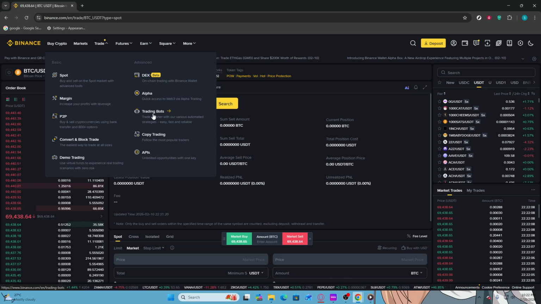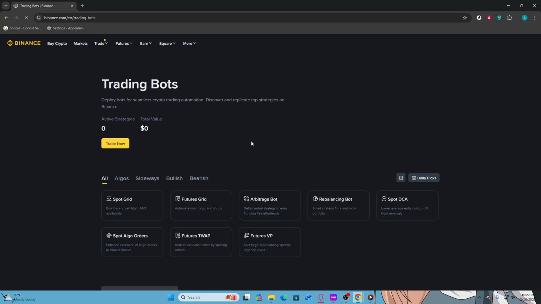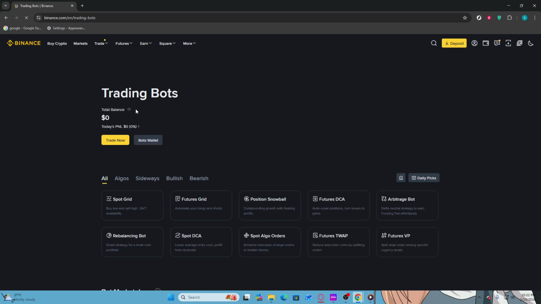After verification, you can access the trading bots feature, which can automate your trading strategies. This tool can be beneficial for those who wish to optimize their trading without constant manual intervention.